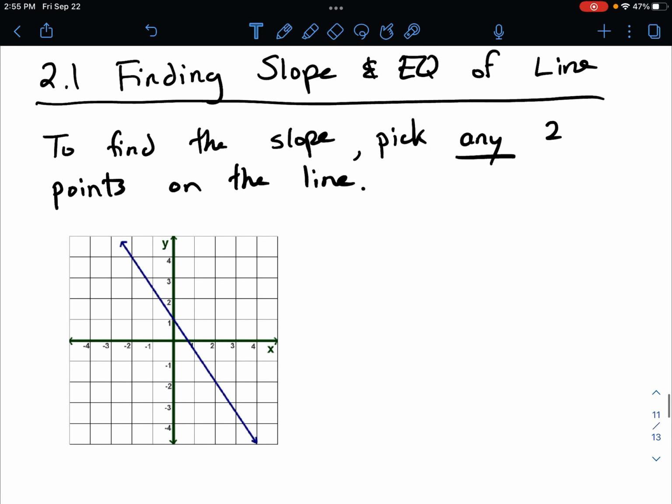So here in section 2.1, we're talking about finding slope and the equation of a line. Now we've done this before in algebra, even pre-algebra, so this should be a review. When we find the slope, we're going to pick any 2 points on the line.